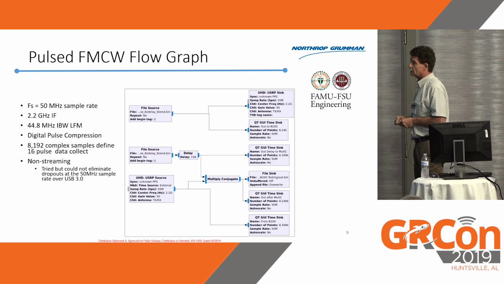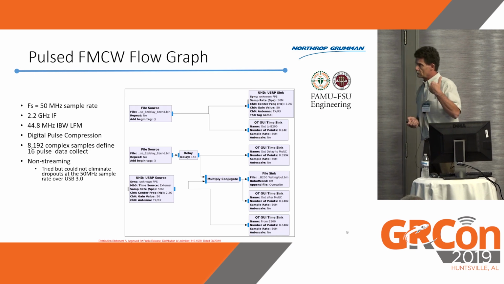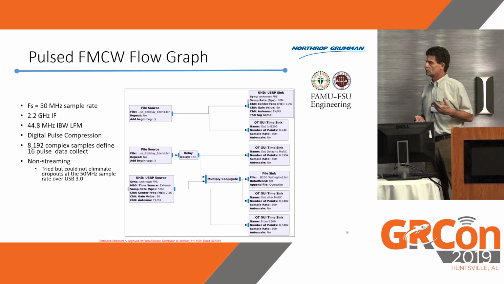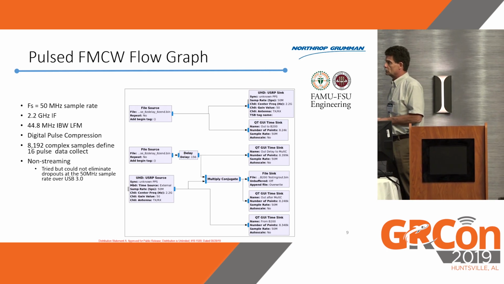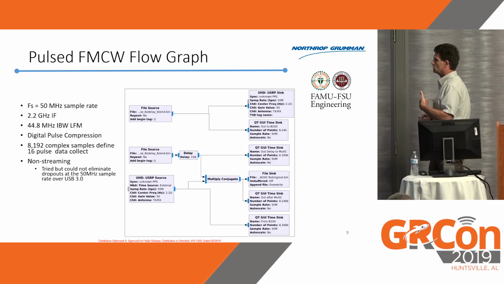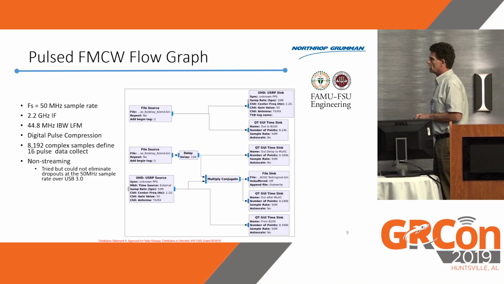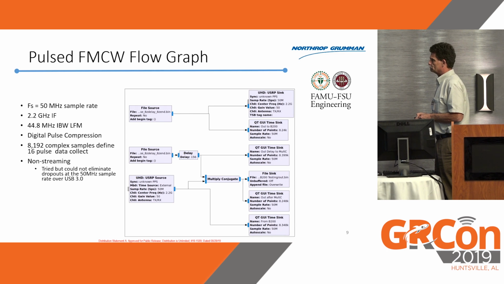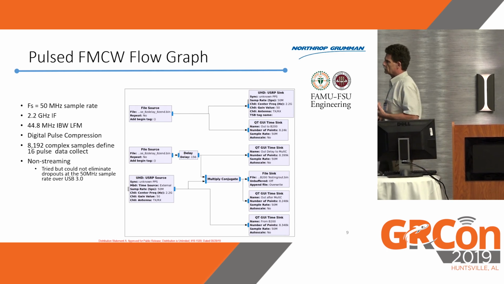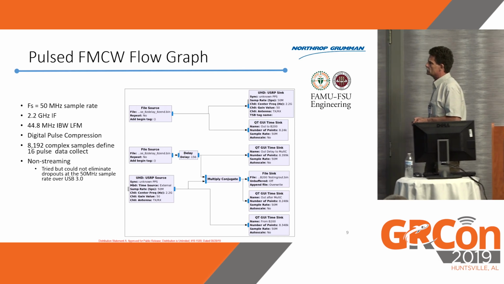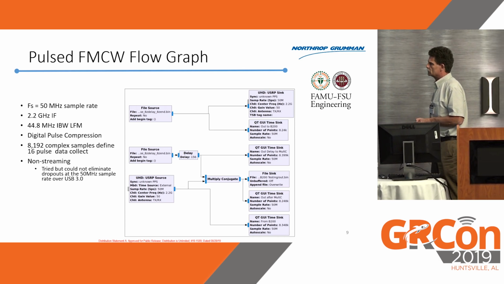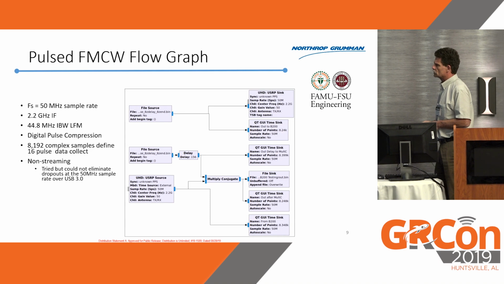And since we're IQ complex, we were able to get up to 44.8 megahertz of IBW, which is one of the most important parameters in the radar when you're trying to do ranging. So our RF was 2.2 coming out of here. And so going into the radio, we have a carrier at 2.2 gigahertz with an LFM modulation on it. And then that comes into the USRP source here.